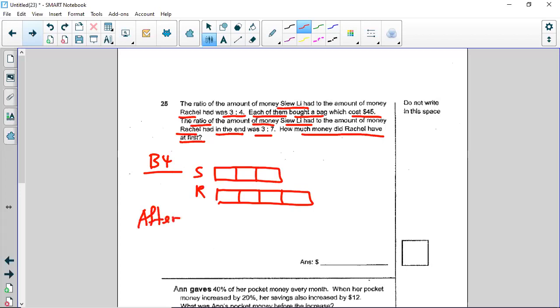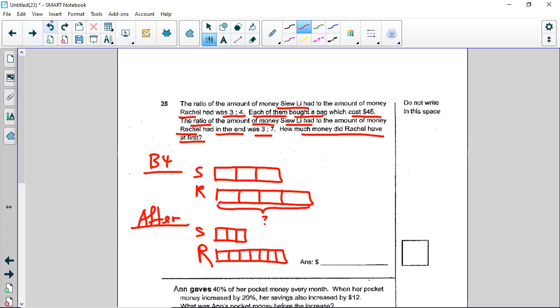So if they spend $45 each, then their money will become lesser. So Sully will have three boxes, which is smaller, right? Something like that. Okay, three. Maybe I should draw even smaller. Okay, something like that. Three boxes. And then Rachel will have seven tiny boxes. Okay, seven, something like that. Seven tiny boxes. Okay. So how much money did Rachel have at first? Then your question mark will be over here.